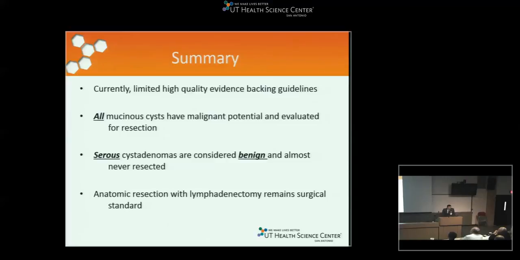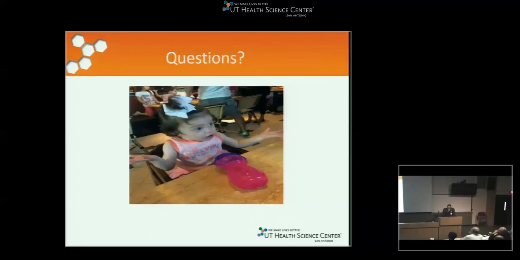So to summarize, currently there is limited high-quality evidence backing any of the guidelines. All mucinous cysts have malignant potential and should be evaluated for resection. Serous cystadenomas are considered benign and almost never resected, and anatomic resection with lymphadenectomy remains the surgical standard. So I'd be happy to take any questions at this point.